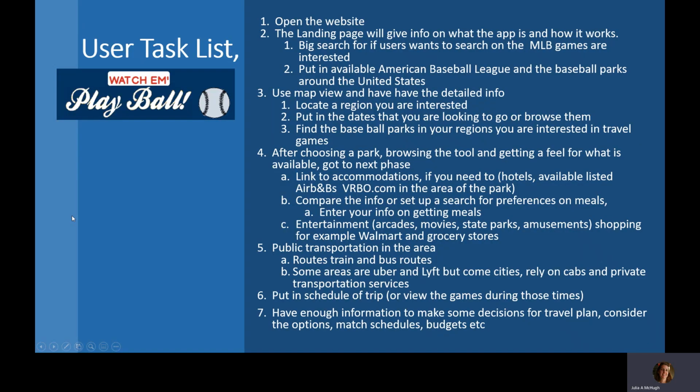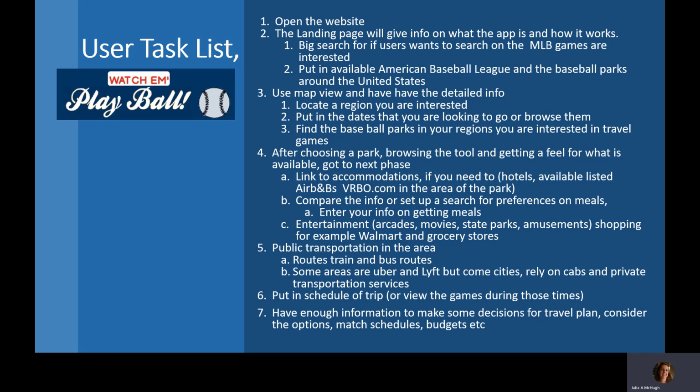I put together a user task list, what I thought my user would want to do. Open a website, go to the landing page, find out what is in the website, a big search for users who want to search on the games, put in available American Baseball League and baseball parks around the United States. I think it should also have a map view where you can have a detailed information, locate the region you might be wanting to travel to, put the dates in that you're looking, or browse them to find out what ballparks are in those areas and that you're interested in traveling.